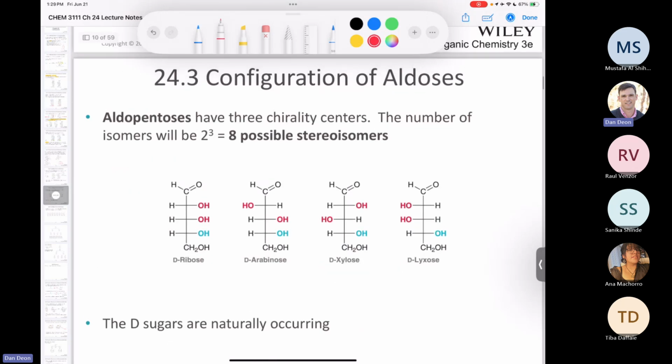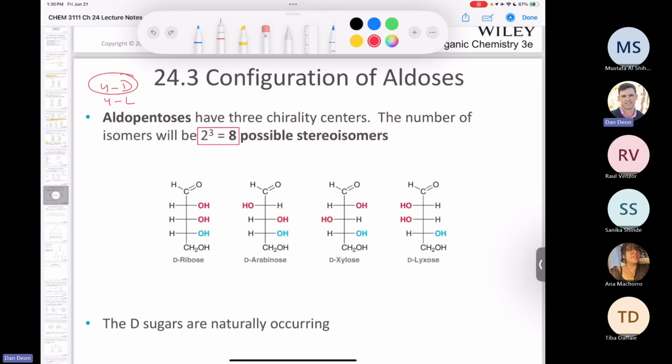All right, so when we get to pentoses, then we have 3 chiral centers, and 2 to the power of 3 gives me 8. 4 would be D sugars, and 4 would be L. Again, we're only really interested in the D sugars. And so we end up with these 4 D-aldopentoses. We've got ribose, arabinose, xylose, and lyxose. I won't go into the whole biochemistry of ribose or anything like that, but you might recognize one of these sugars in here. And again, D sugars are the naturally occurring sugars.